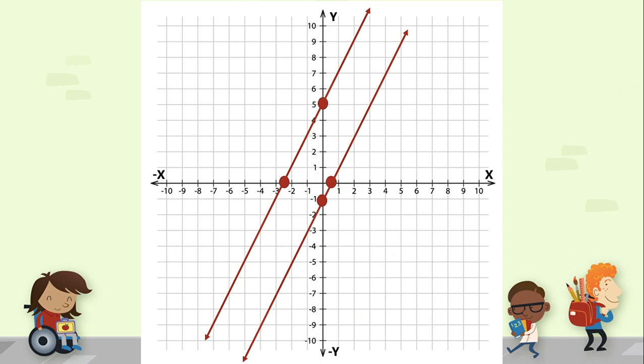Next, in this graph, we have the graphs of 2x minus y is equal to 1 and 2x minus y is equal to negative 5. The lines drawn in the coordinate plane are parallel. The solution set is the empty set. There is no solution because the two lines do not intersect. Notice that the lines have the same slope, which is 2, but different y-intercepts, which are 5 and negative 1.